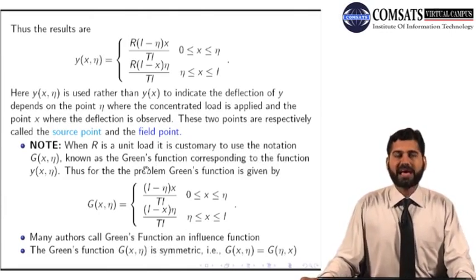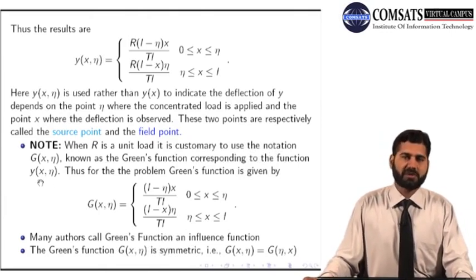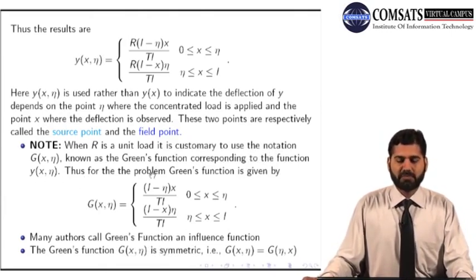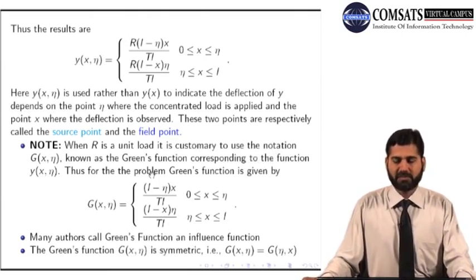This is known as Green's function corresponding to the function y(x, eta). All right, so this is called Green's function corresponding to y. Thus, for the given problem, the Green's function is given by (L minus eta) x by TL and (L minus x) eta by TL.